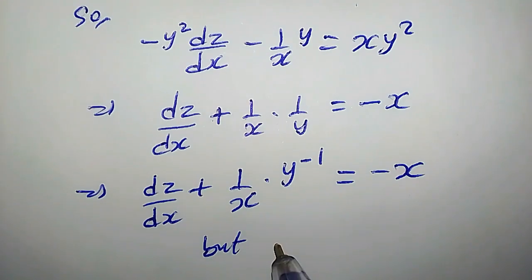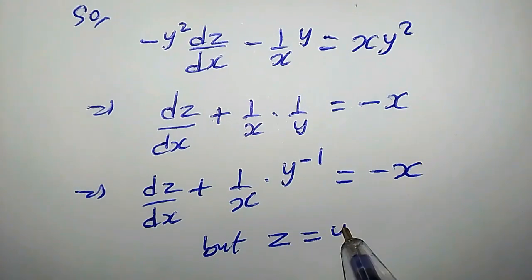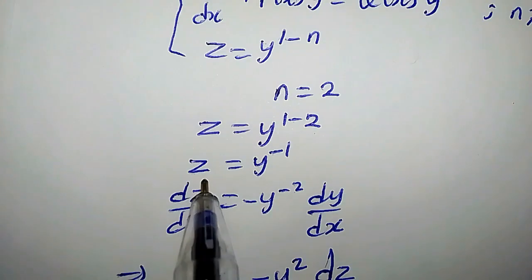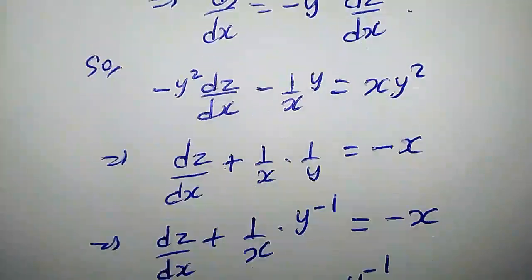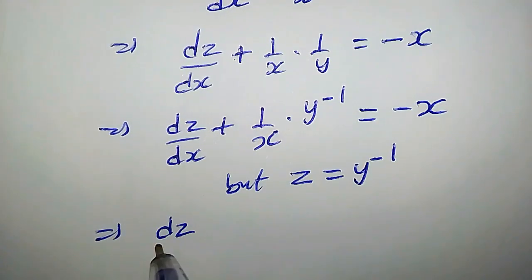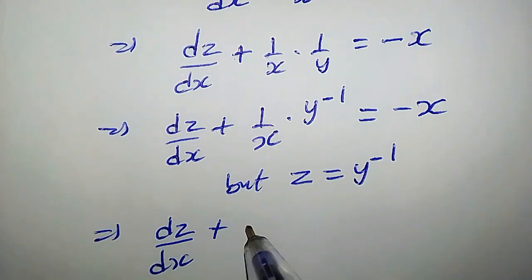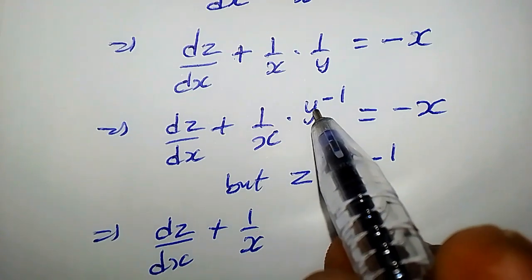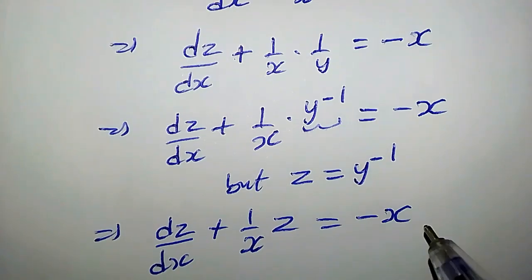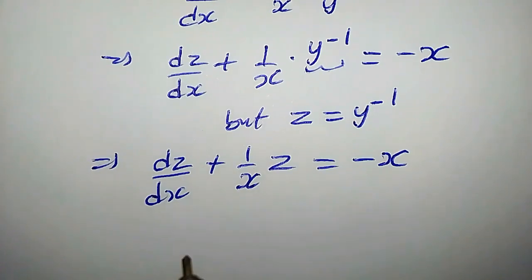But we already know that z is equal to y raised to power minus 1. From this line, z equals y raised to power minus 1. This implies that we have dz/dx plus 1 over x times z equal to negative x. You will see that this is a linear differential equation in terms of x and z, which we can now solve using the integrating factor method.